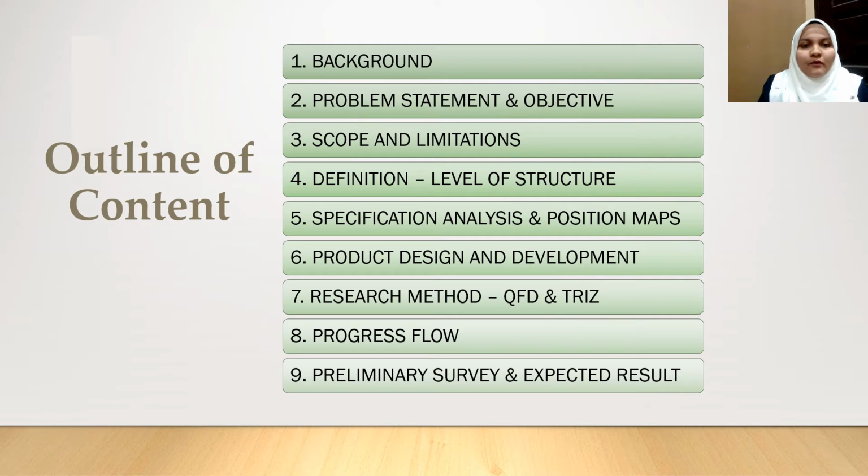This is my outline of content that is divided into 9 parts, which are background, problem statement and objective, scope and limitation, definition, which is level of structure, specification analysis and position maps, product design and development, research method, which is QFD entries, progress flow, which is flowchart and Gantt chart, and the last one is preliminary survey and expected result.